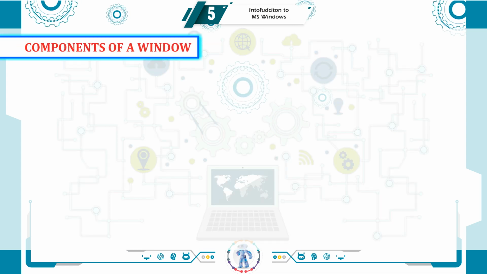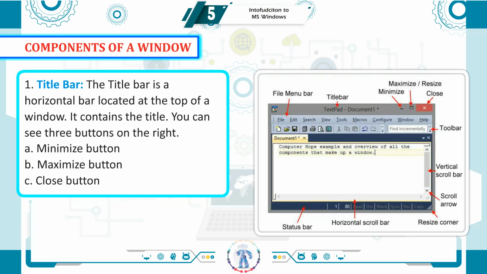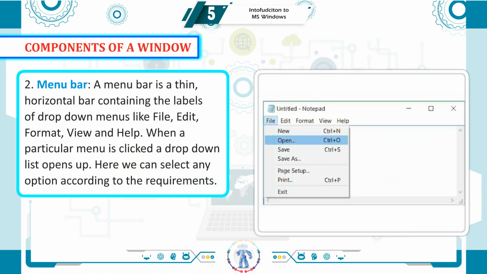Components of a window. 1. Title bar. The title bar is a horizontal bar located at the top of a window. It contains the title. You can see 3 buttons on the right. A. Minimize button. B. Maximize button. C. Close button. 2. Menu bar.